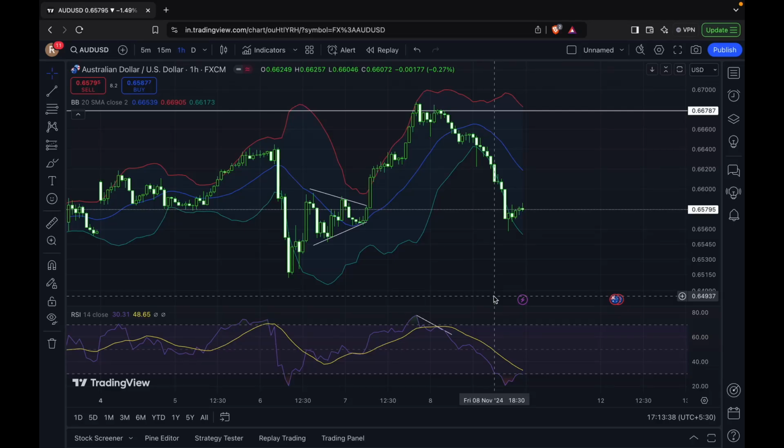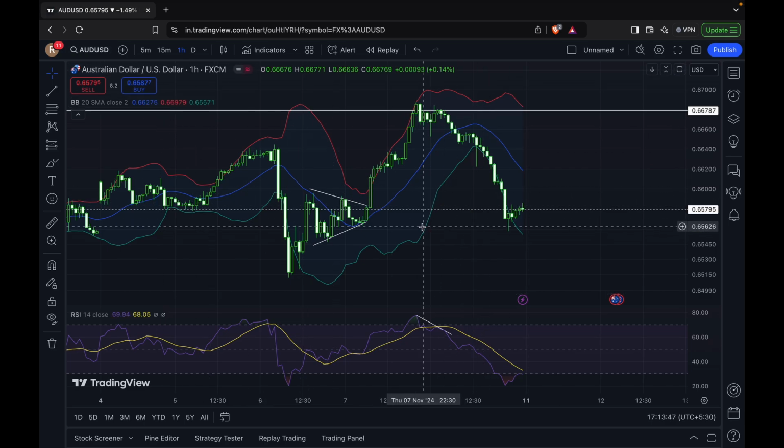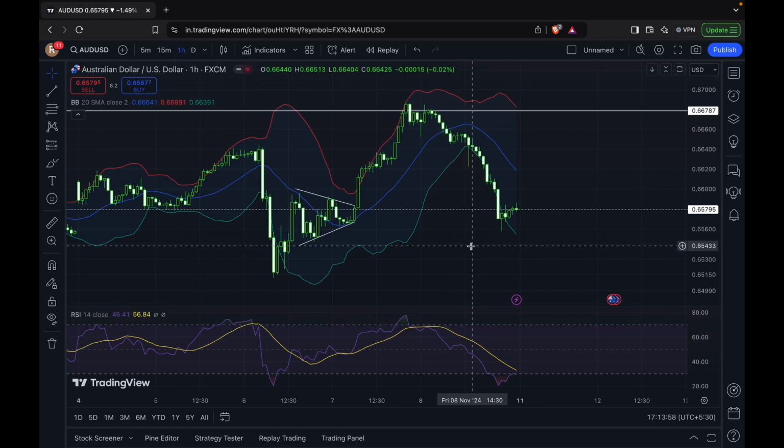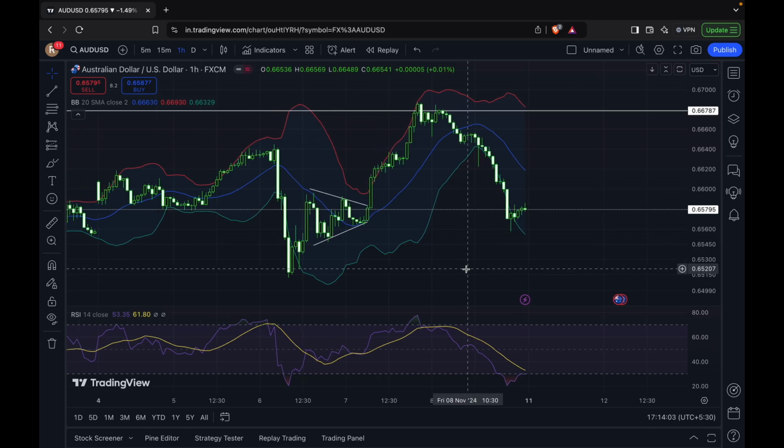So, hello everyone. Today I'll be sharing with you the trade I took on the AUDUSD Forex pair on Friday. First of all, let's look at the number of factors which were in our favor, which increased the probability. As a trader, you must always remember that the more factors you have by your side, the better it is for you. So, let's just dive straight into this.